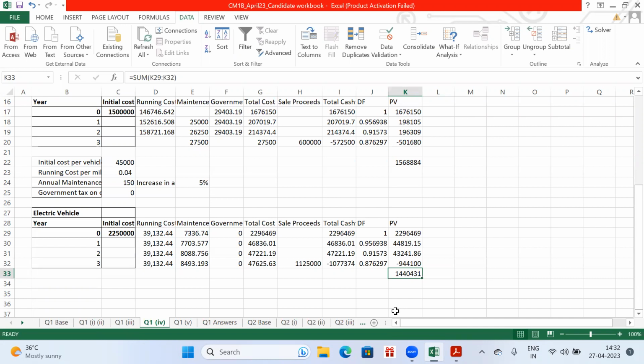And for the suitability of this model, it might not be a very good model since it's only examining the 5 year term. If examined on a longer term, it will give us better results. But currently, we see that the present value of electric vehicles is much lesser than the present value of internal combustion engine.